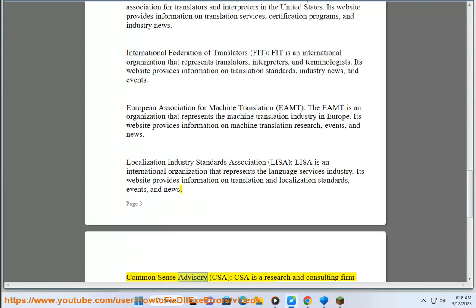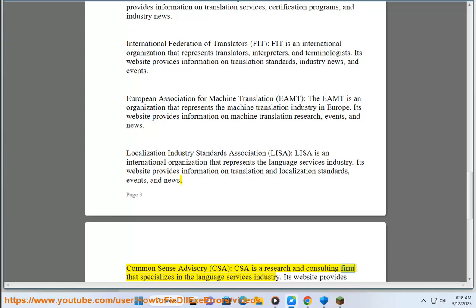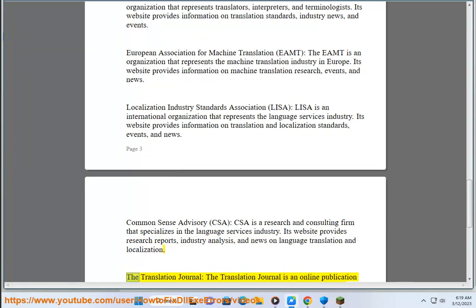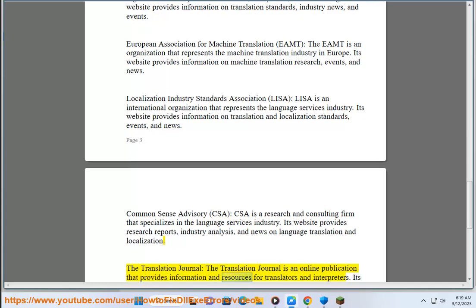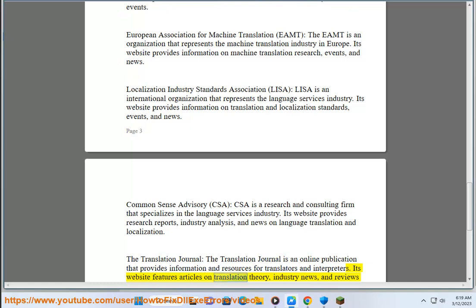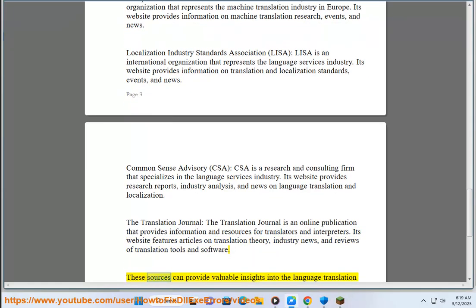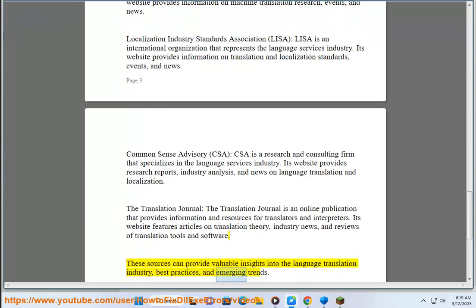Common Sense Advisory, CSA. CSA is a research and consulting firm that specializes in the language services industry. Its website provides research reports, industry analysis, and news on language translation and localization. The Translation Journal. The Translation Journal is an online publication that provides information and resources for translators and interpreters. Its website features articles on translation theory, industry news, and reviews of translation tools and software. These sources can provide valuable insights into the language translation industry, best practices, and emerging trends.